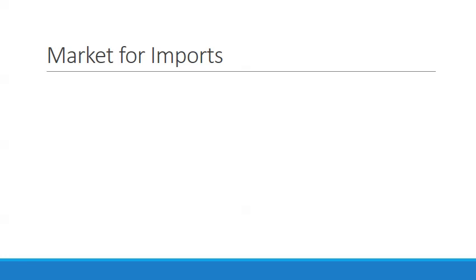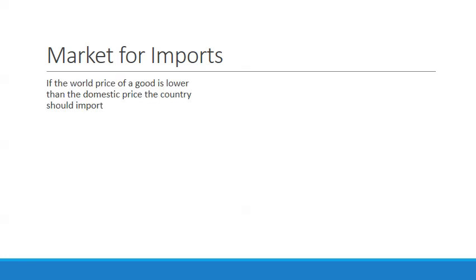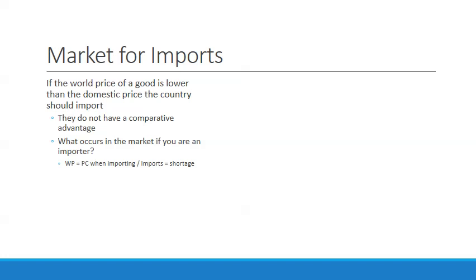Okay, let's look at the market for imports now. If the world price of a good is lower than the domestic price, the country should import because they do not have a comparative advantage. So what occurs in the market if you're an importer? World price acts much like a price control. In this particular case, it acts like a price ceiling when importing, because imports equal a shortage. Firms aren't willing to supply as much and consumers are demanding more. So firms from outside of the United States will import to satisfy the consumer demand within the United States.